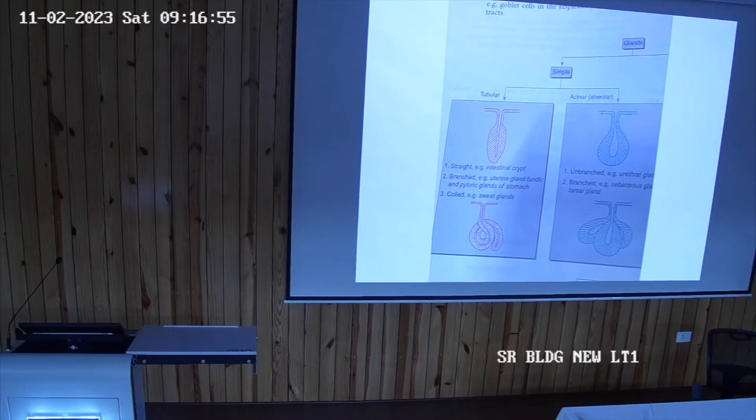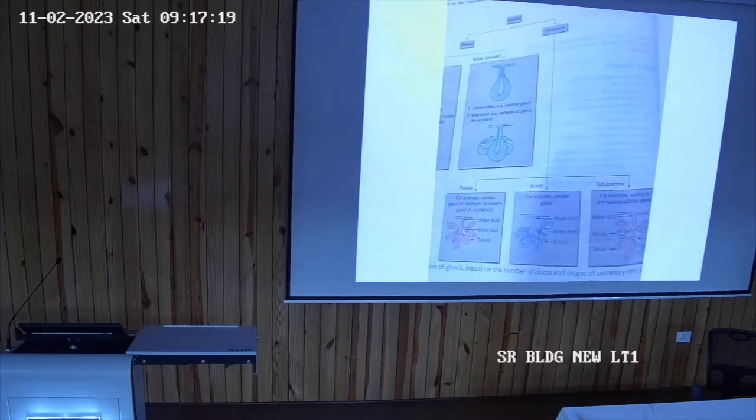See the another one. See the shape of duct. It is acinar or flask shape. Unbranched acinar gland is present in the urethral glands, and the branched acinar gland is present in the sebaceous gland and tarsal gland. Now look at this. This is the compound.